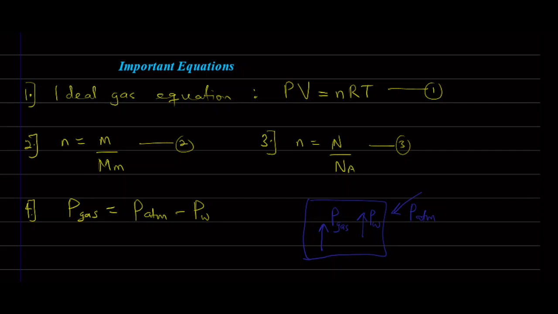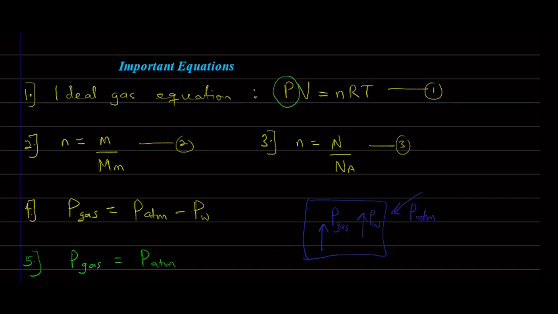So if you are given the pressure of the atmosphere and the pressure of water, which is the saturated vapor pressure of water, we are going to make use of this equation. Sometimes it will not be given. So if you are not given the pressure of water, that means the pressure of the gas is equal to the pressure of the atmosphere in this case.